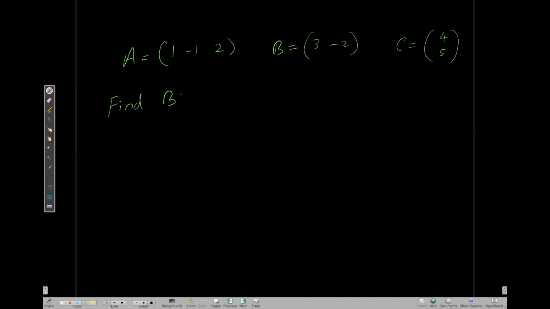Okay, how about another example? Let's say A equals [1, -1, 2], B equals [3, -2], C equals [4, 5]. Question: find BCA. Can you do that?